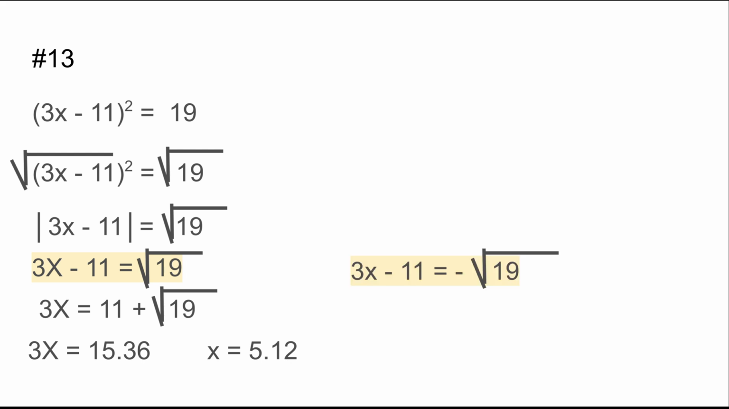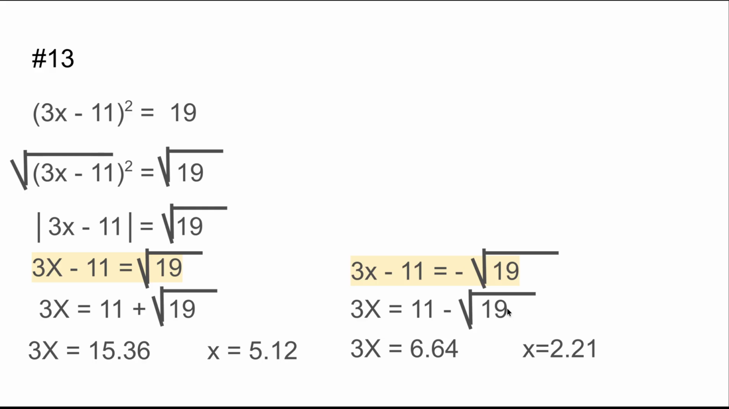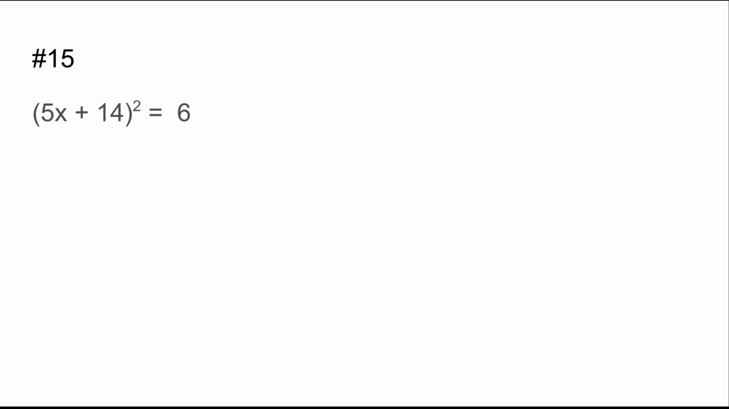Next, we're going to rewrite this equaling negative square root of 19. We add 11 to both sides. In our calculator, you're going to write 11 minus square root of 19. Hit enter. Then you're going to divide by 3. Just hit divide, 3, enter. x equals 2.21. These are our two solutions: 5 and 12 hundredths, 2 and 21 hundredths.